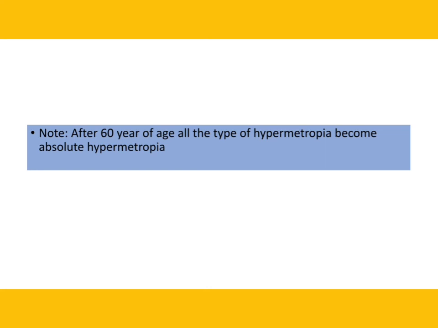So why? Because after 60 years of age, the person loses all the effort of accommodation. This is why we put +3, where a normal person needs +3 diopter of accommodation to see a near object, but after 60 years that person loses all accommodation ability. So that means the person loses his accommodative ability. There is no latent hypermetropia, there is no facultative hypermetropia. The only remaining hypermetropia is absolute hypermetropia.